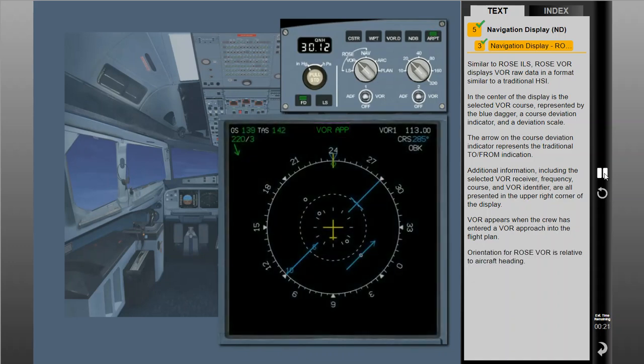Orientation for ROSE VOR is relative to aircraft heading. ROSE VOR is normally used for monitoring raw data during non-precision approaches. It can also be useful for monitoring your position relative to an airway when given an airway intercept clearance.